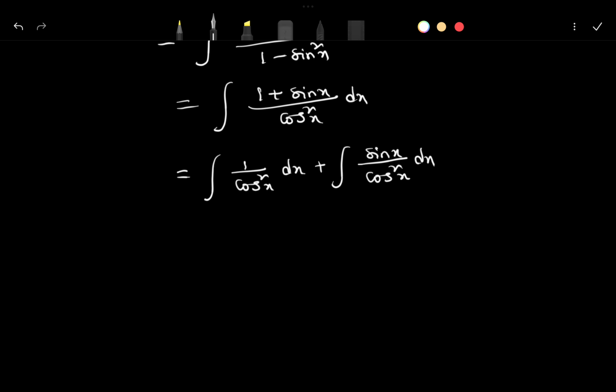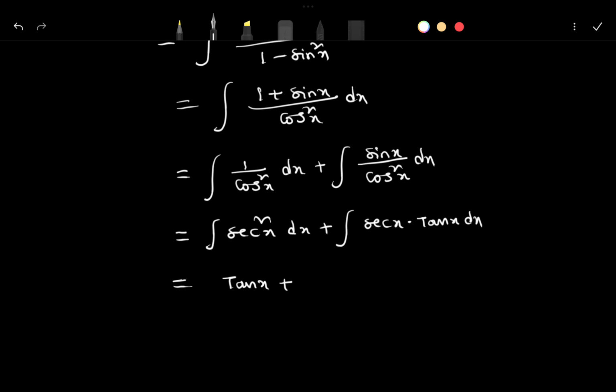Okay, now the integration of 1 by cos square x, that is the integration of secant square x dx, plus the integration of sin x by cos square x, that is secant x into tan x dx. You know from the standard formulas, the integration of secant square x is tan x, plus the integration of secant x tan x, whose value is secant x, plus c. This is the second method.